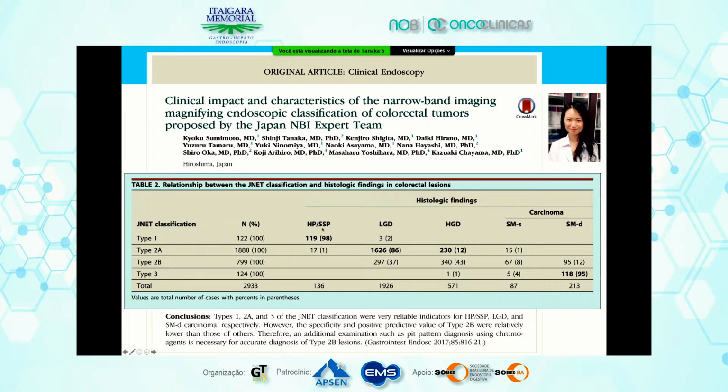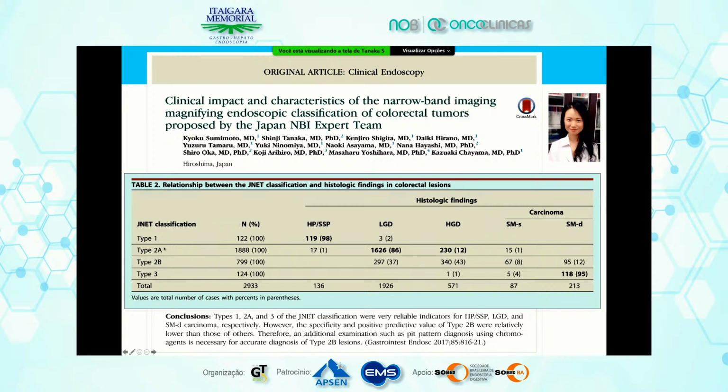Using consecutive many cases of hyperplasia, SSAP, low-grade dysplasia, high-grade dysplasia, and early cancer, we clarify the significance of each JNET classification typing. As shown in this slide, type 1 is a very good indicator for hyperplasia or SSAP. Type 3 is a very good indicator for SM deep cancer.